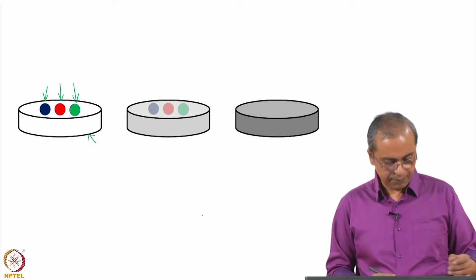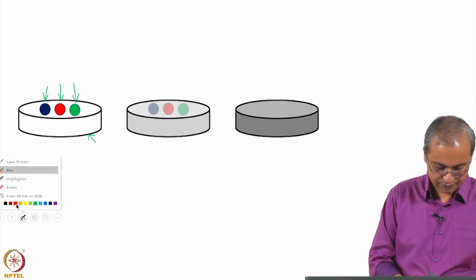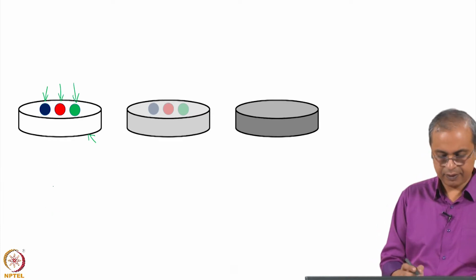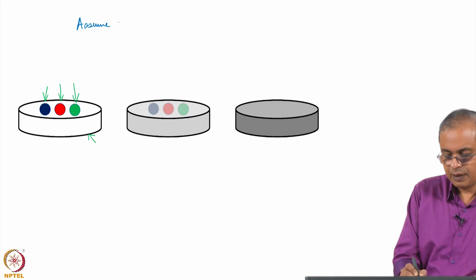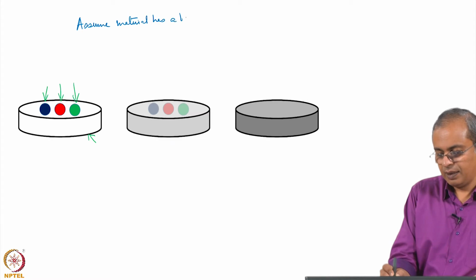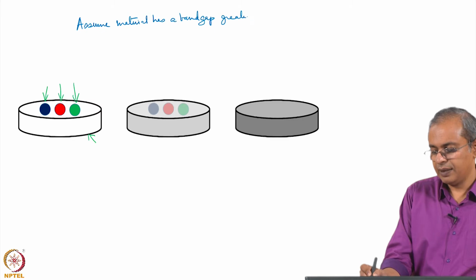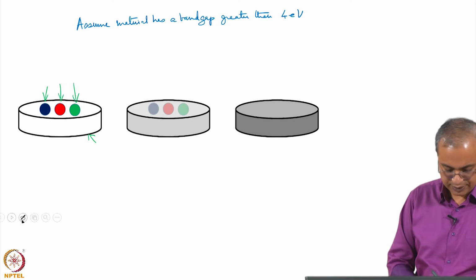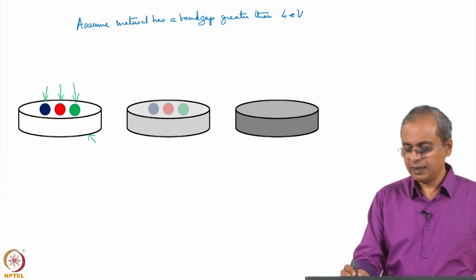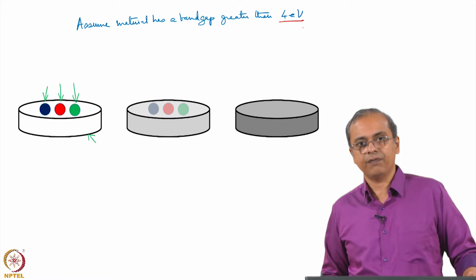Let us say we are using some insulating material which is basically having a large band gap. Assume the material has a band gap greater than 4 electron volts. So, let us just assume that this is the case, that we have a material that has a band gap that is greater than 4 electron volts.